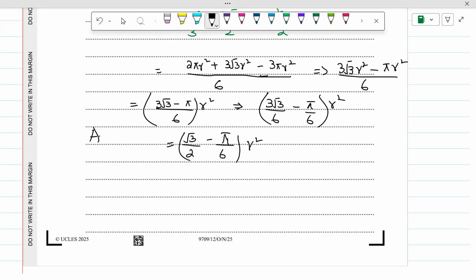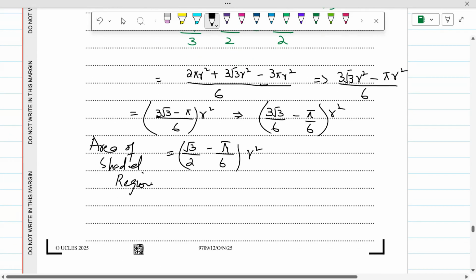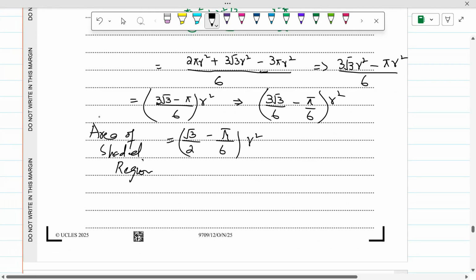So this one is the area of the shaded region, and this is the required format.